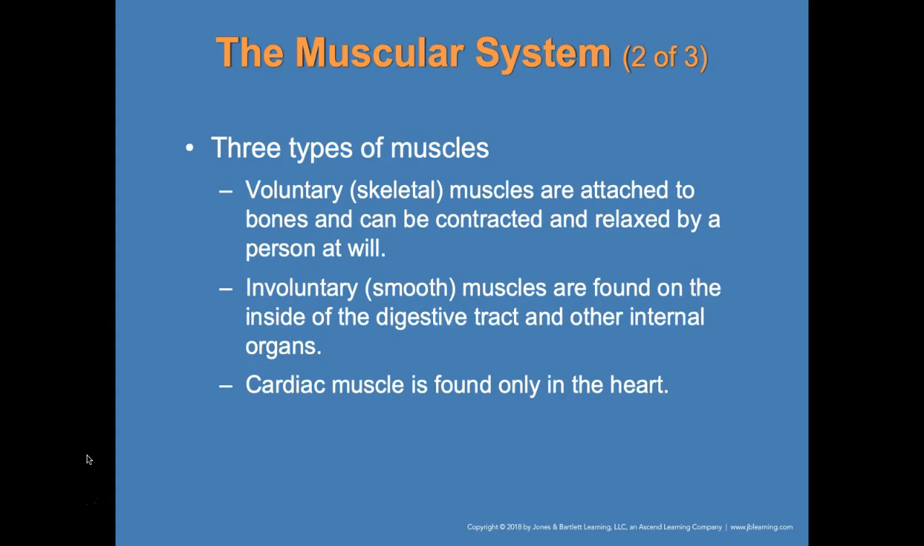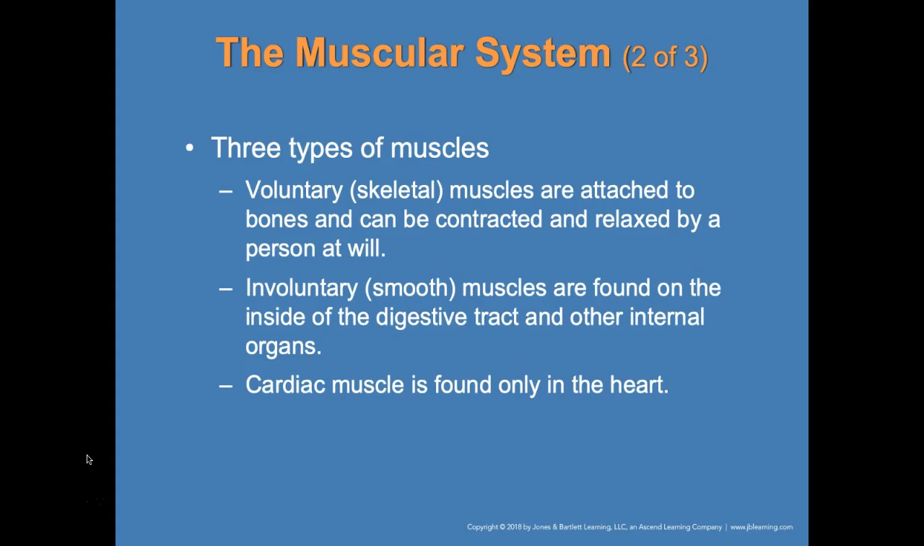Okay. Involuntary muscles are smooth muscles which are found generally inside the digestive tract and other internal organs. We have no control over these. These are the muscles that digest our food and then move that waste along the intestinal tract and do other stuff inside our organs. We have no control over that. That's why they're called involuntary.